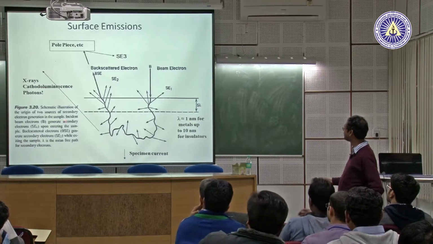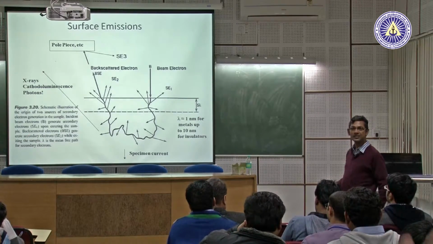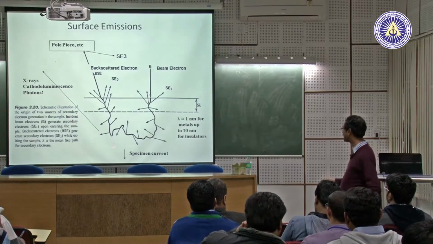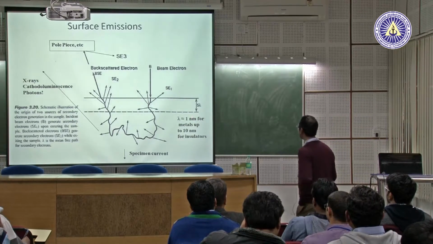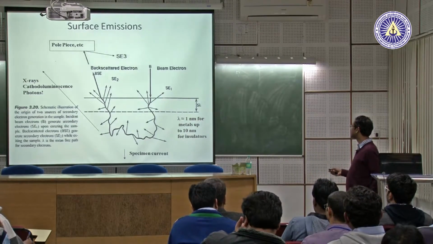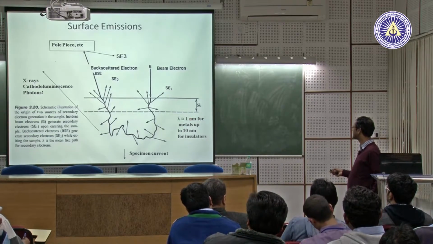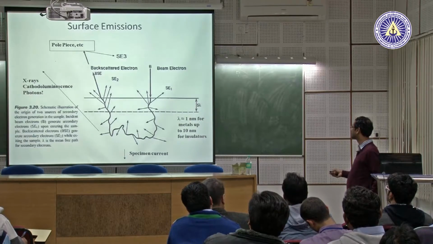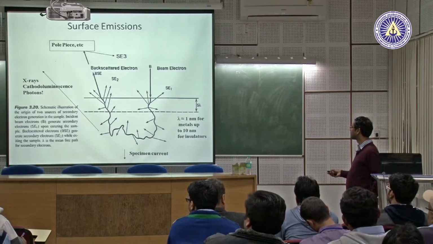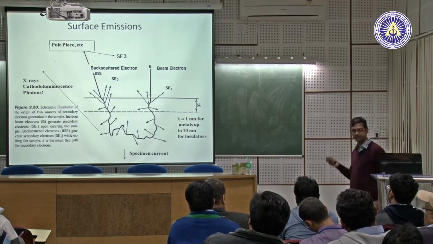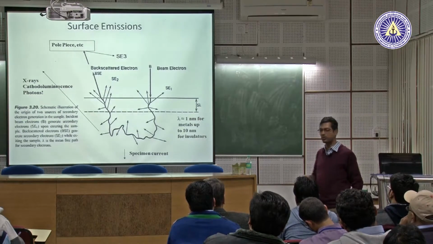This is taken from that master book of SEM, edited by 7 members, there in our library also. So you can see that even if your lambda is 1 nanometer, this is the depth that is shown. So the depth from which the secondary electron can come out is 5 lambda. This is 5 nanometer, not much.